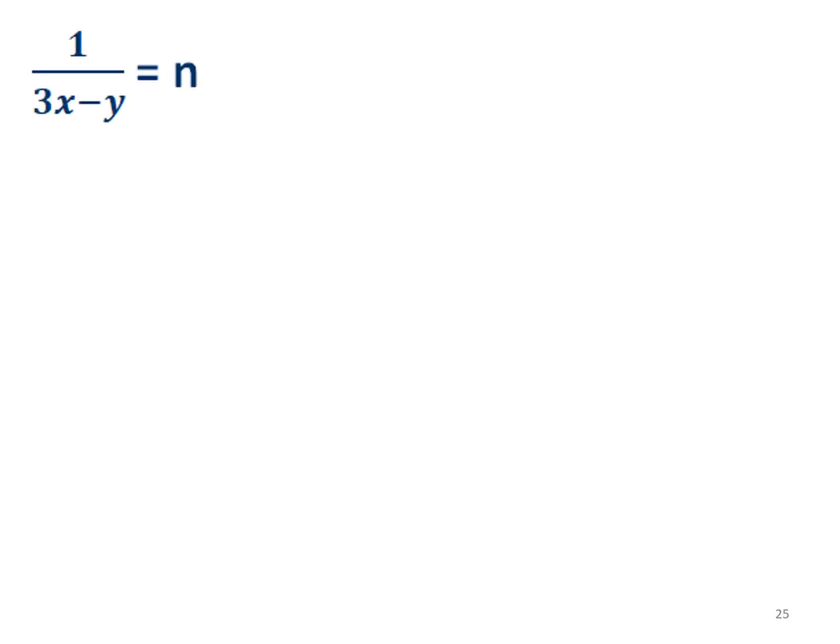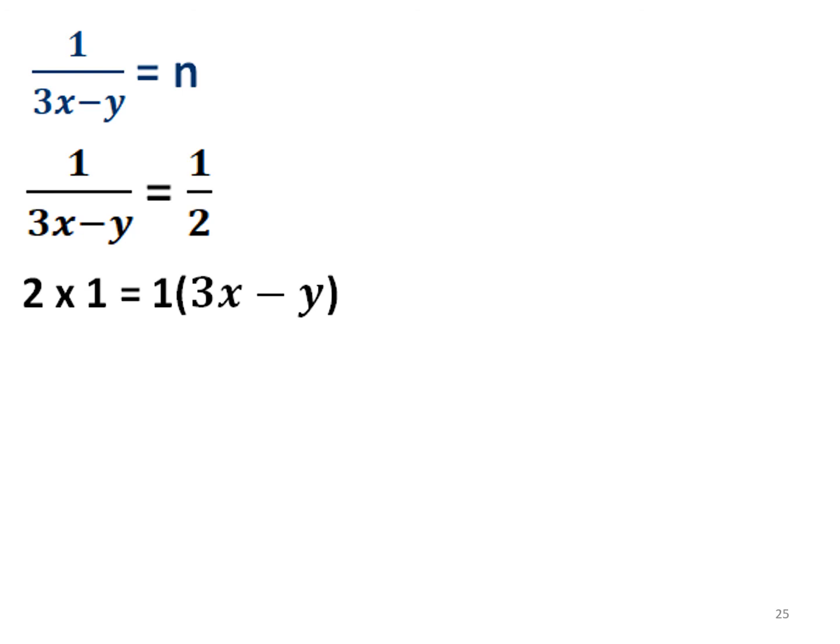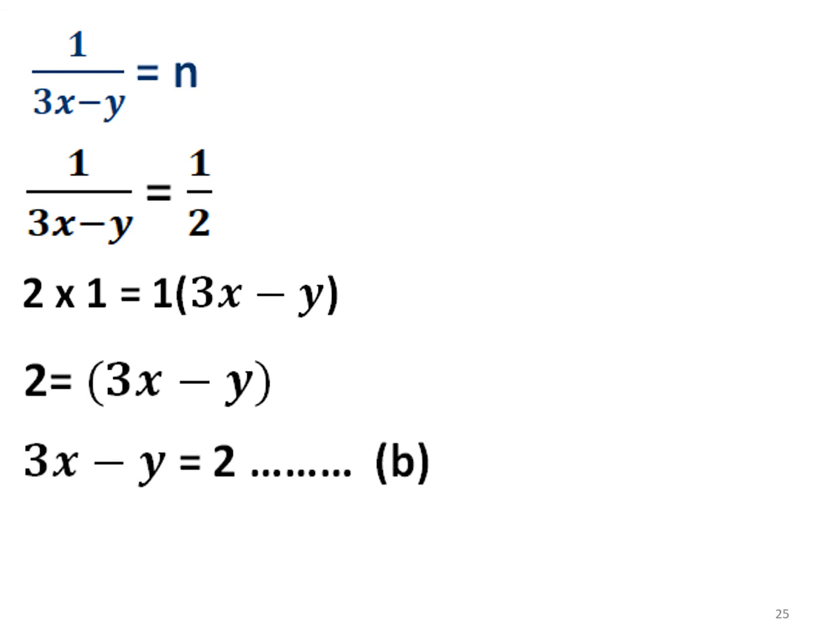1 upon 3x minus y is equal to n. So 1 upon 3x minus y is equal to 1 upon 2. Cross multiply. 2 into 1 is equal to 1 into 3x minus y. 2 is equal to 3x minus y. So 3x minus y is equal to 2. This is my equation B.